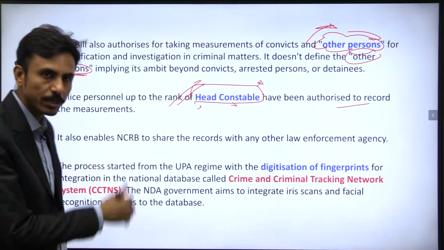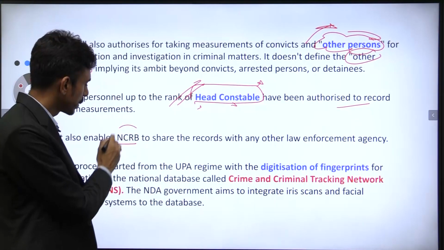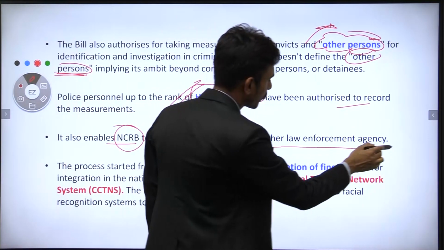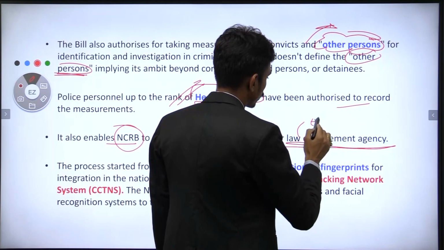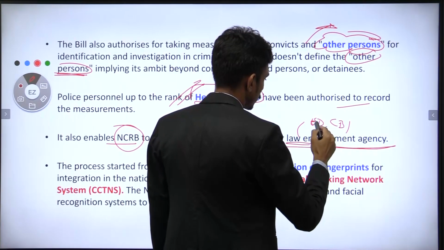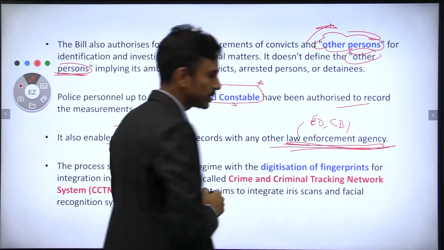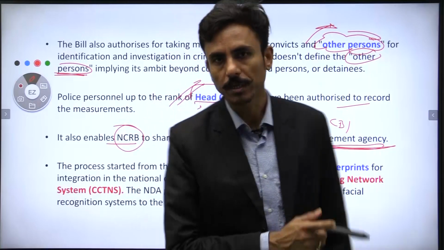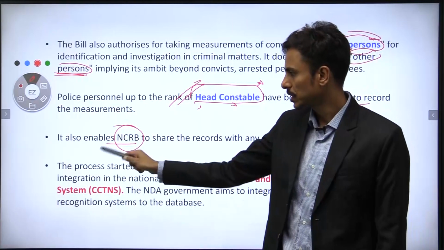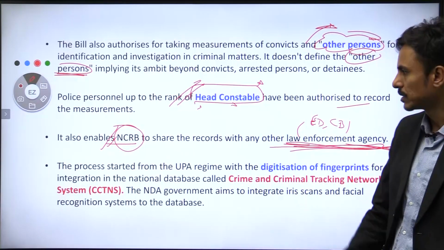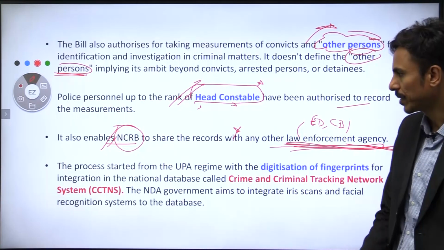At the same time, it also enables the National Crime Record Bureau to share the records with any other law enforcement agency, for example, the Enforcement Directorate, CBI, etc. So that means the data with regard to the measurements or the samples of any detained person may also be shared by the NCRB to any other law enforcement agency.